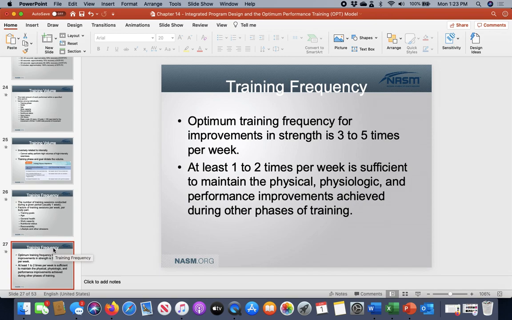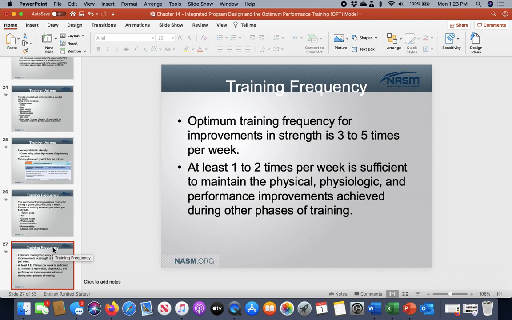So at least 1 to 2 times per week is sufficient to maintain the physical, the physiological, and performance improvements achieved during other training phases. So typically, like we've talked about in the past, I believe we have talked about it, but if not, we'll talk about it right now: if you're going to work out 1 to 2 days a week, as long as the intensity stays up, you'll be able to maintain whatever gains you have built.